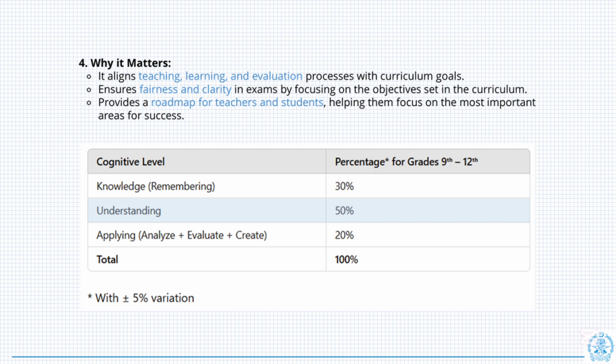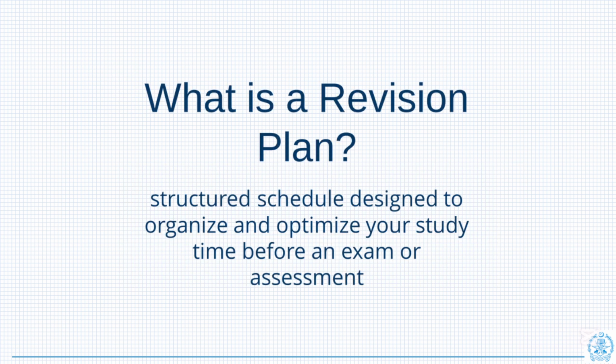The majority of the assessment focuses on understanding concepts. This level requires students to explain, summarize, or interpret information, ensuring they comprehend what they have learned. So, for the students who have issues with application, they can work on their knowledge and understanding and still get 80% marks.